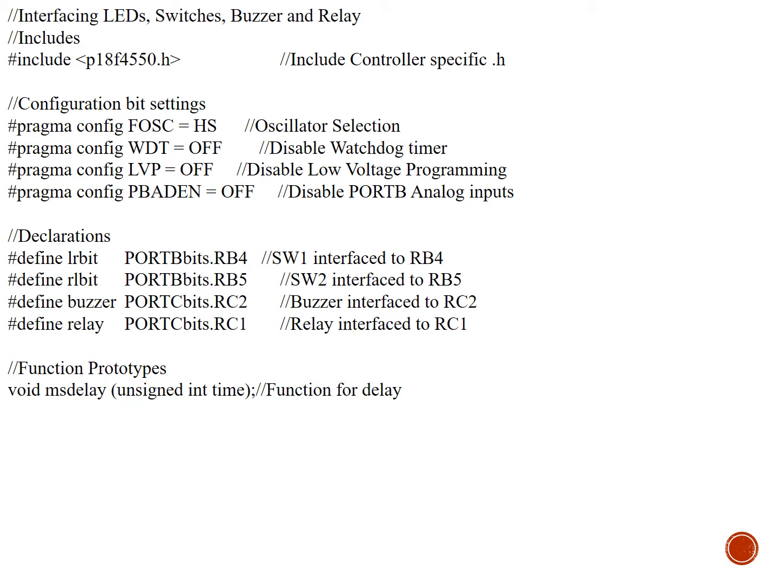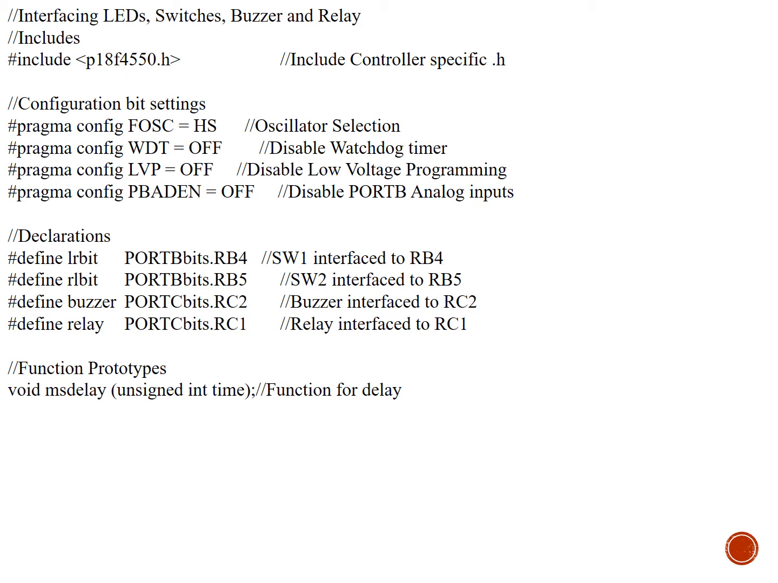Now these are the declarations that we are using for ease. Switch 1 is connected to RB4, and since it moves the LED from left to right, we have given it the name LR bit. Switch 2 is connected on RB5, so we are naming it RL bit. Here, as you are aware, if you want to declare a single bit, you have to define it as PORTBbits.RB4. Similarly, the buzzer is on RC2 and the relay is on RC1. All these things are inbuilt in your microcontroller kit, so this destination is already fixed and you are not able to change it.